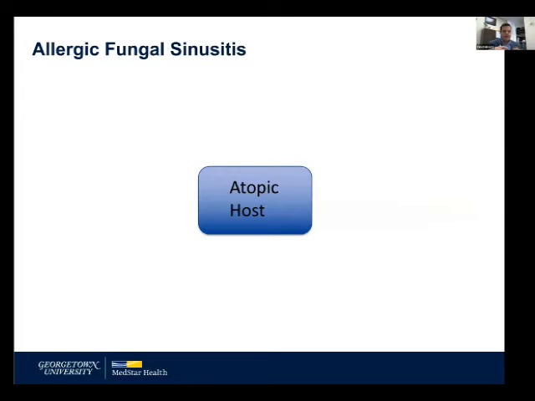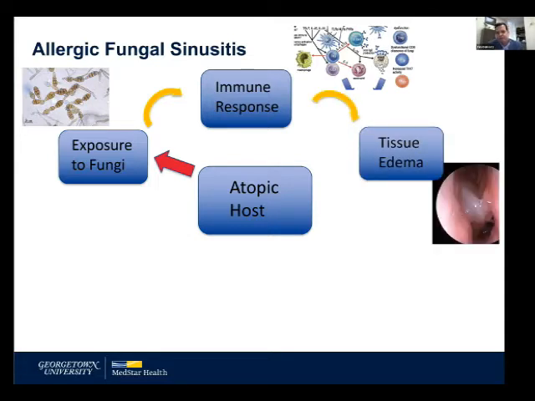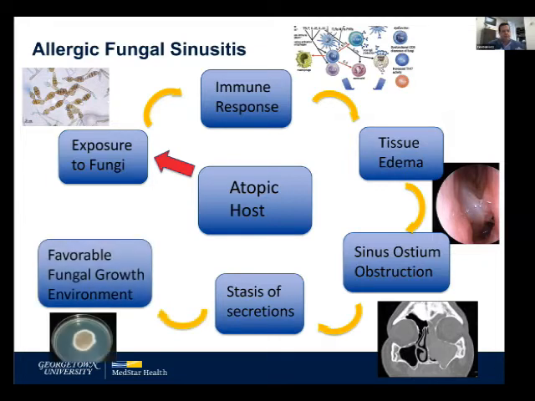So how does this start? The atopic host is presented with exposure to the fungus, and this ultimately leads to an immune response, typically through a Th2 mediated pathway. It leads to tissue edema, it leads to nasal polyps, and subsequently leads to sinus ostium obstruction and stasis of secretion. This really sets up a very favorable fungal growth environment, and subsequently we go round and round, and you get this self-perpetuating cycle where once it starts, it's tough to break because the fungus is in there, leading to more and more immune response and tissue edema and progression of symptoms.